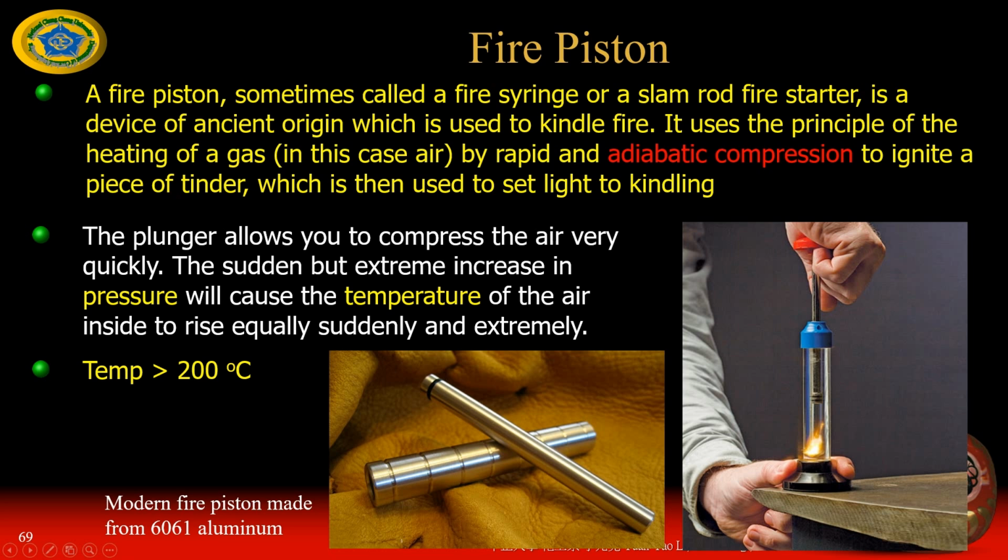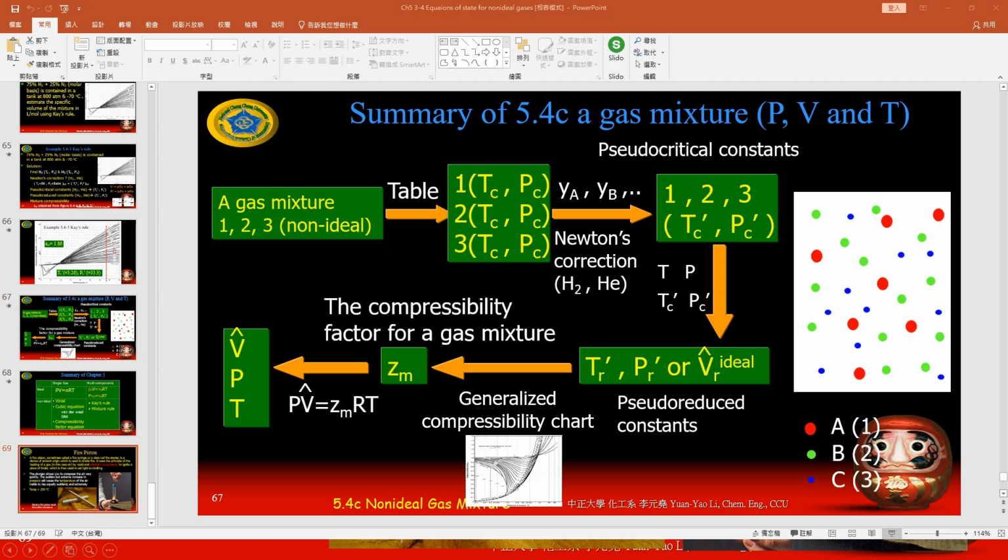and very fast. So the pressure will increase very quickly. If the pressure increases very quickly, that means molecules will collide very quickly, and the friction will increase. So you will increase the temperature very fast. So if you increase the pressure and thereby the temperature increases, it can go up to more than 200 Celsius. So you can ignite the fire if you have a small tinder inside. So I want to show you some.